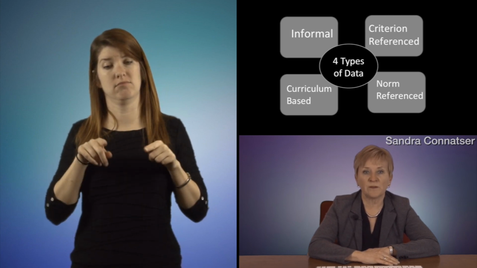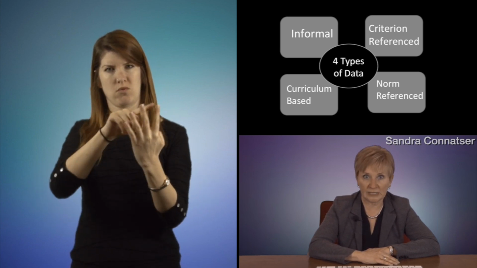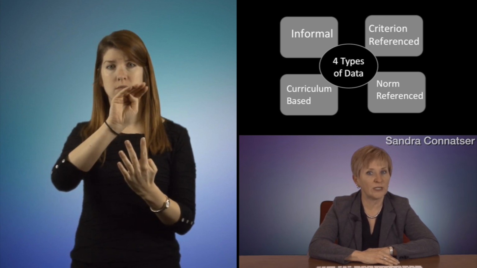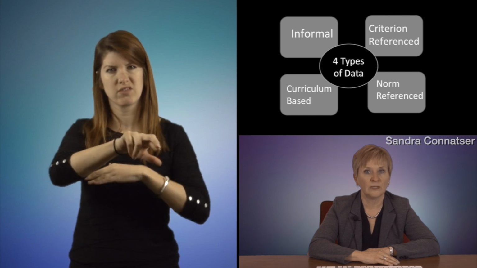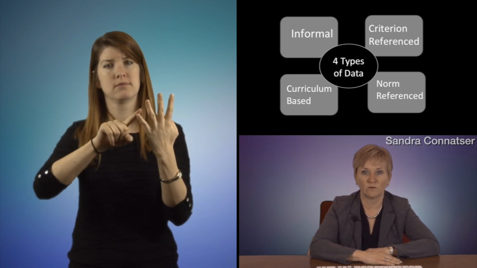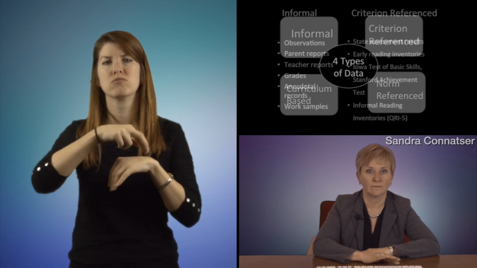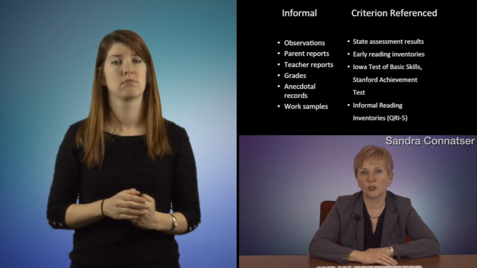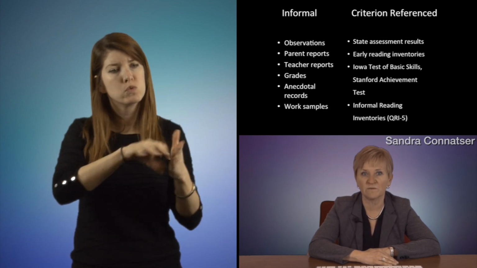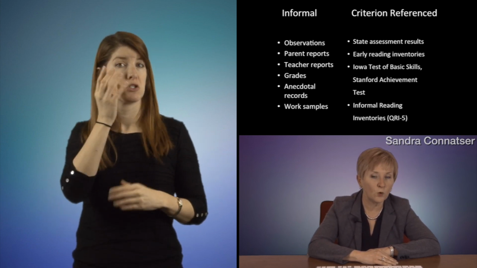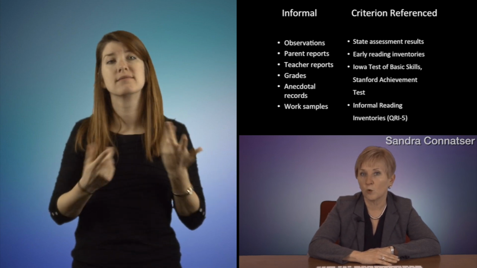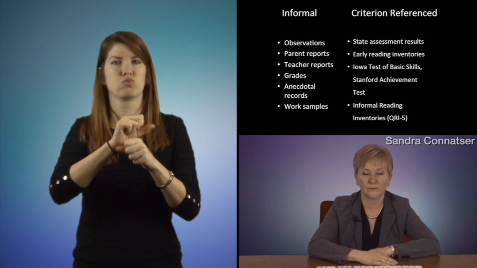During an evaluation, there are 4 types of data that should be considered: informal data, criterion referenced data, curriculum-based data, and norm referenced data. Informal data includes observations of students in the classroom, parent information, and teacher reports. It could include grades, anecdotal records, and work samples from the student.